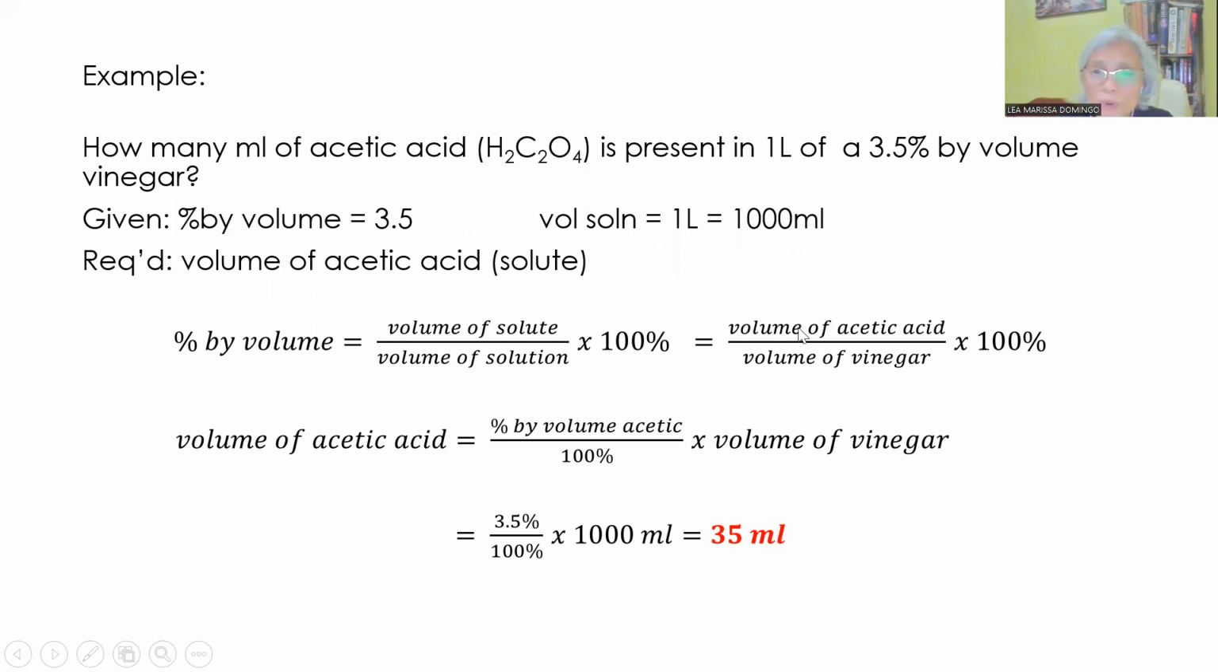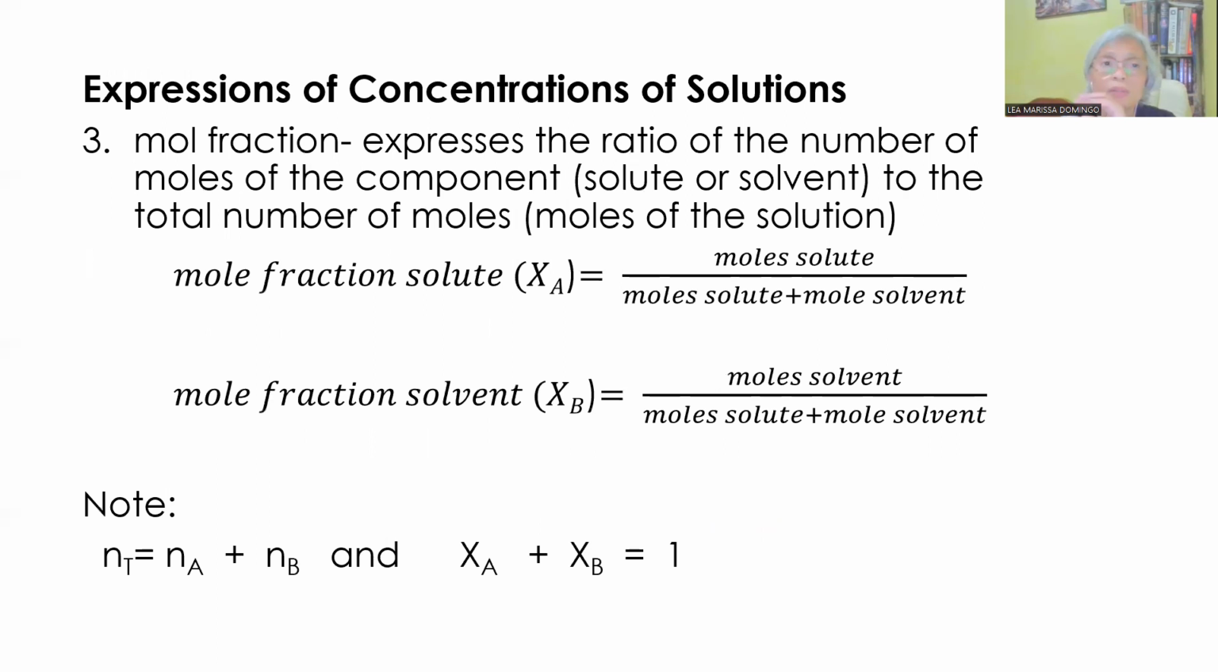We are asked to solve for the volume of acetic acid, which is actually the numerator. So simplifying, we have the volume of acetic acid being equal to percentage by volume of acetic acid divided by 100% to remove the percent sign, times the volume of the vinegar. So that is 3.5% by 100% times 1000 ml. So there are 35 milliliters of acetic acid in 1 liter of a 3.5% vinegar. So those are the usual 3.5 to 5% acetic acid in vinegar.